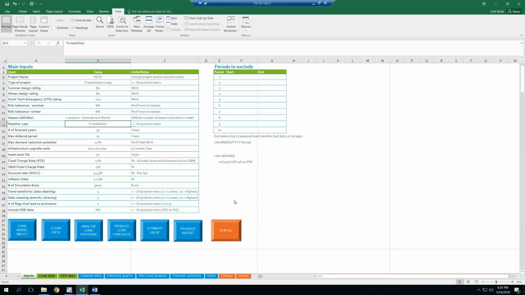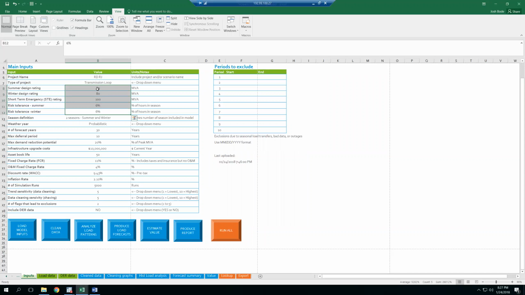Now, there are a couple of inputs that really influence the value component. So before diving into the results, I want to walk you through and highlight the things that are really going to influence the results. Obviously, the ratings and the risk tolerance are going to determine how likely you are to trigger an infrastructure upgrade, and will have an impact on the value.